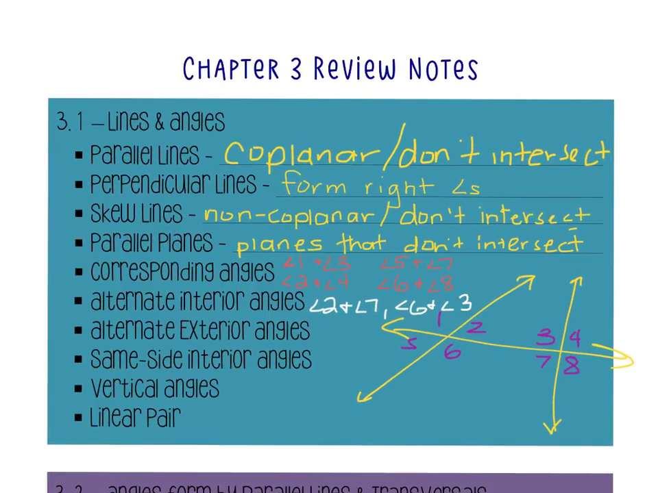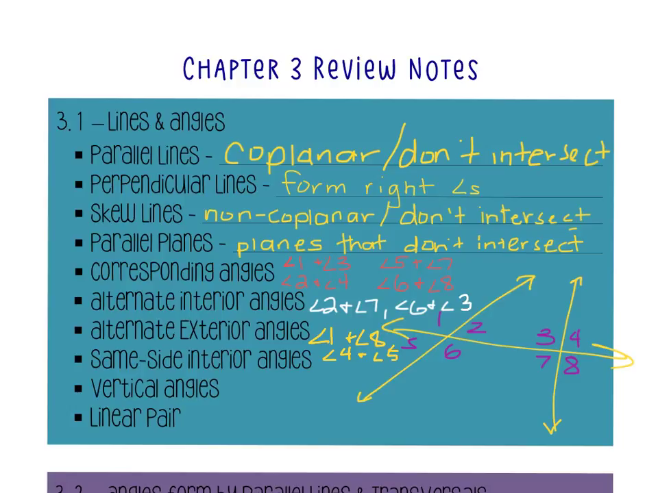Alternate exterior is outside the two lines. Outside though, they've got to be all the way outside. 1 and 8, good. 1 and 8 and 4 and 5. Those are alternate exterior.